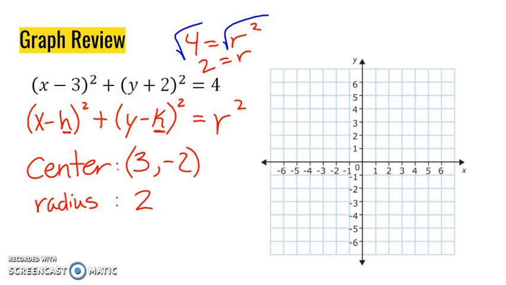So now I have enough information to graph this thing. The center is at (3, -2). Okay, so I'm going to go to 3 and down 2. So there's the center of my circle. And my radius is 2. So I want to make a point that's 2 above, 2 to the right, 2 to the bottom, and 2 to the left. Okay, and then I'm going to try and draw the neatest circle that I possibly can. I'm going to be honest, this probably isn't going to look very good.